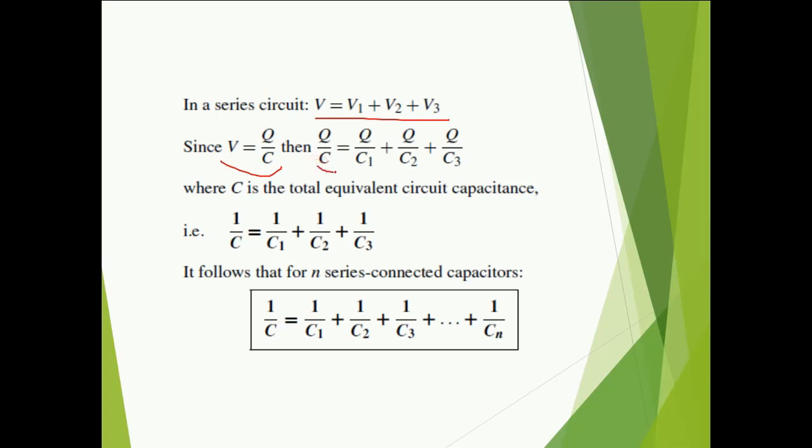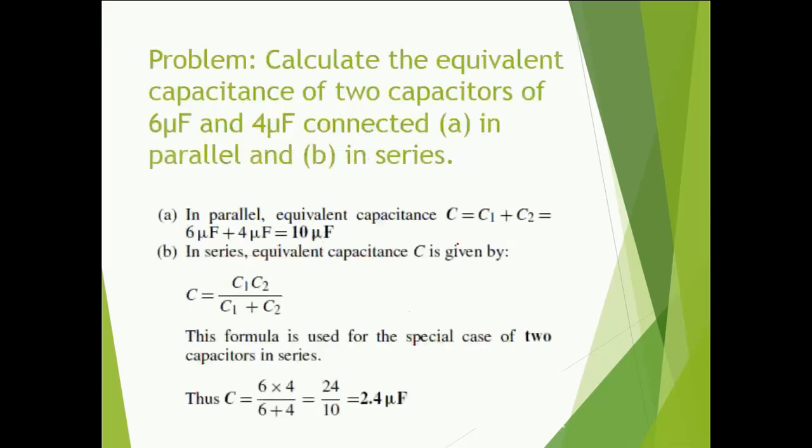Now charge remains the same in the series circuit because current remains the same in a series circuit. So Q by C is Q by C1 plus Q by C2 plus Q by C3. Taking Q common, we are left with 1 by C is equal to 1 by C1 plus 1 by C2 plus 1 by C3. Now you can see this formula is similar to the formula that we have discussed when resistors are connected in parallel with each other. Let us talk about a few problems.